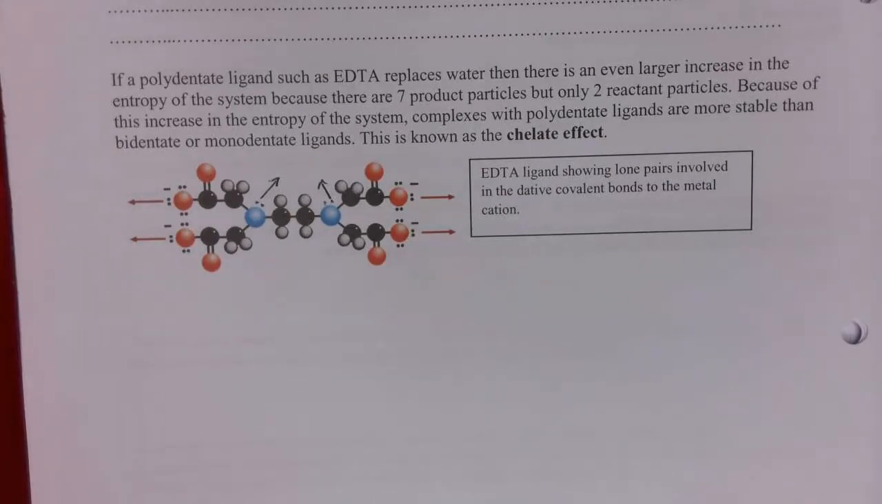And EDTA was used as a treatment for heavy metal poisoning because of this chelating effect. The EDTA would bind to the heavy metal and it would stop it from interfering with the cell biology.